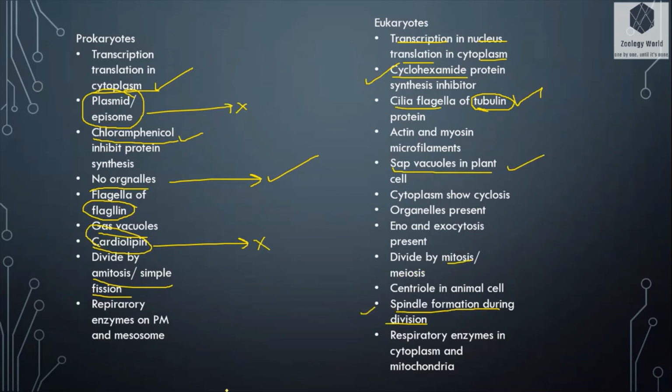The respiratory enzymes are found on the plasma membrane and mesosome in the prokaryotes, and these respiratory enzymes are found in the cytoplasm and the mitochondria of the eukaryotic cell. There are actin and myosin microfilaments found only in the eukaryotic cell. Also, the eukaryotic cell cytoplasm shows cyclosis, that is, cytoplasmic streaming movements.